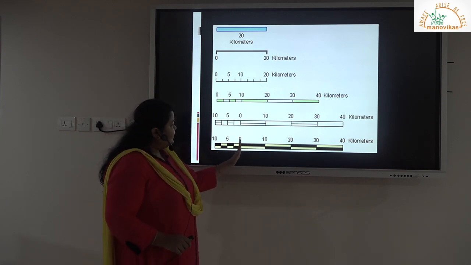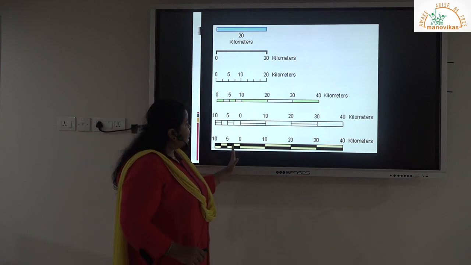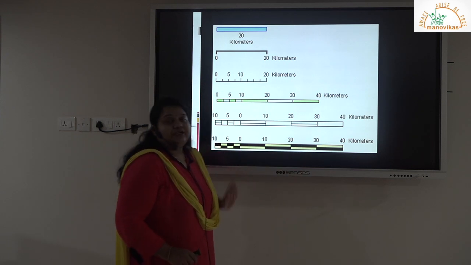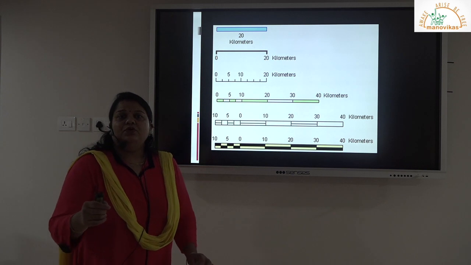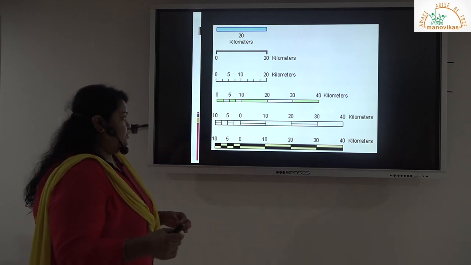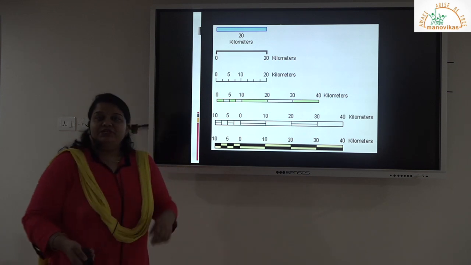So whatever is on the left hand side of 0 is your secondary division. And whatever is on the right hand side of the 0 is your primary divisions. These minor divisions are basically given to check for the minor distances. Okay. Now how to draw the scale, which I will tell you as we are proceeding with the next slides.